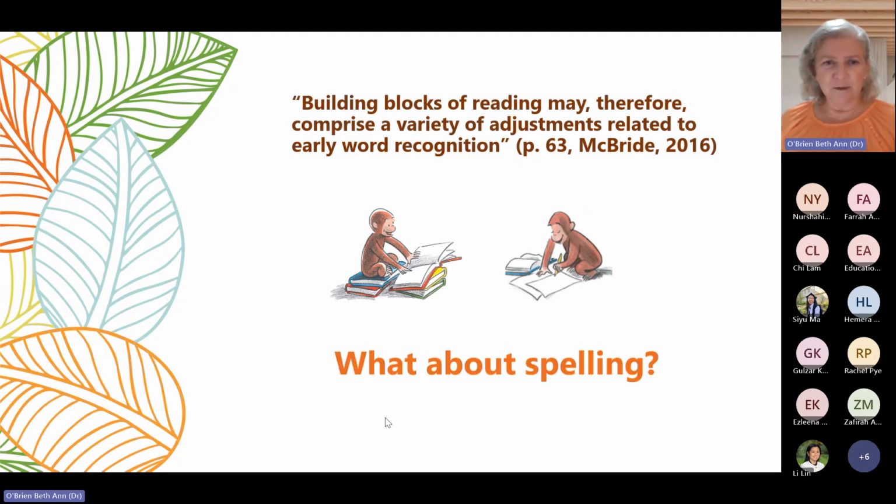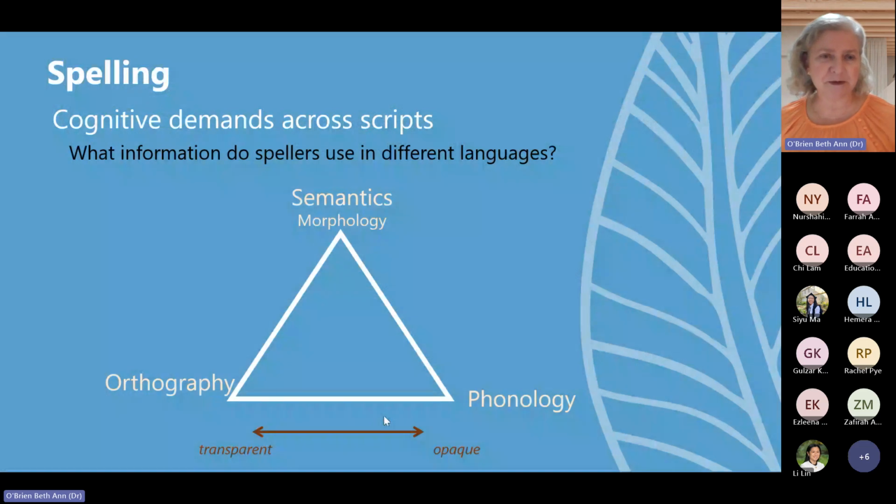Okay, so the only thing that we want to add here is, well, what about spelling? So now I'm just going to transition into some more background on spelling and theories of spelling, because there's been a lot of work on reading and reading development and more work on reading in different languages, but less so for spelling and how spelling develops. And so we can also ask, what are the cognitive demands for spelling across scripts? What information do spellers use in different languages?